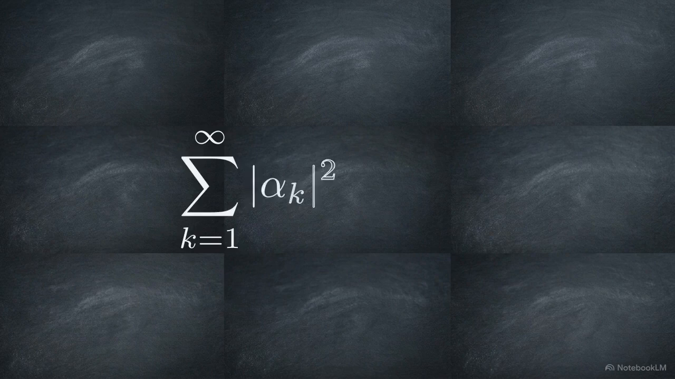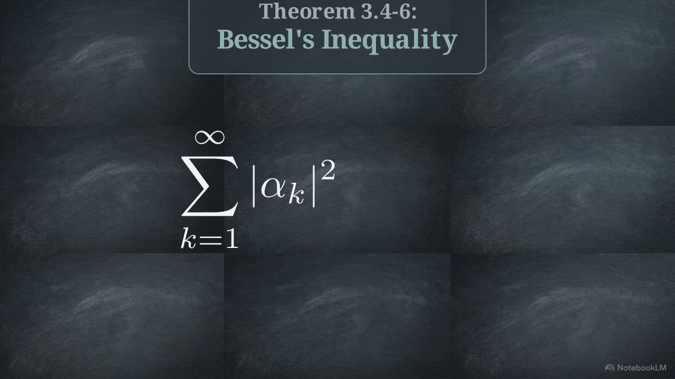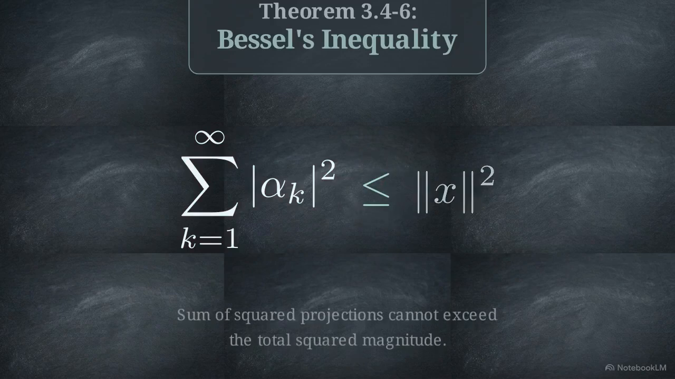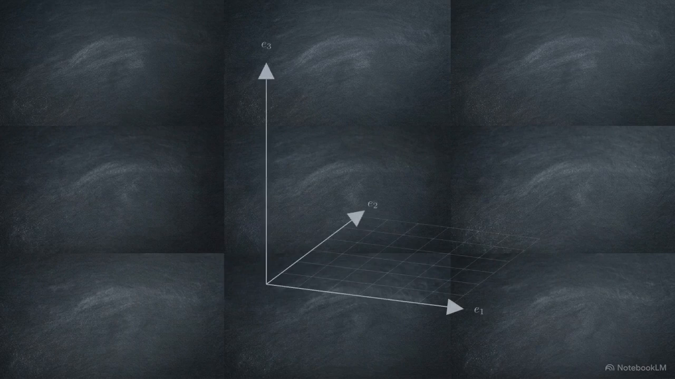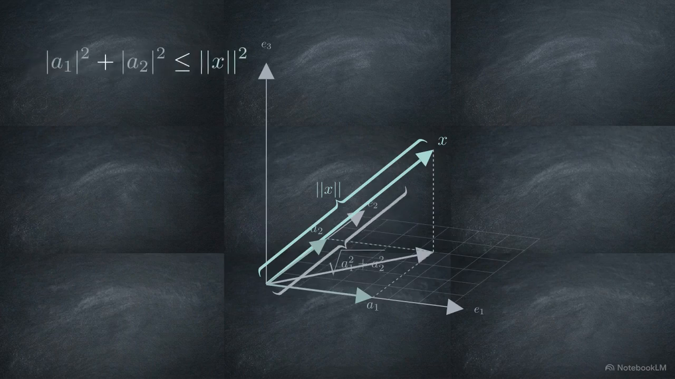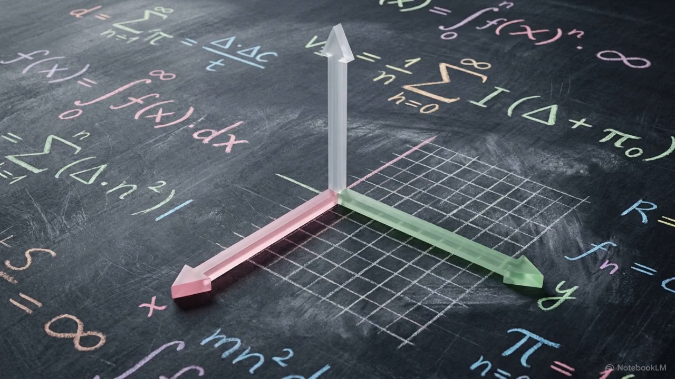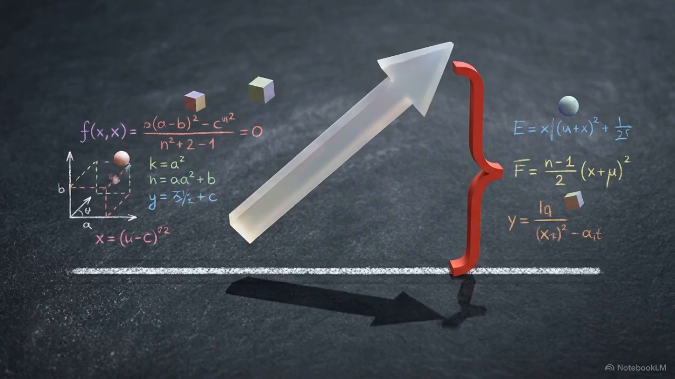We can sum the squares of these Fourier coefficients, which leads us to Theorem 3.4-6, Bessel's Inequality. This theorem states that the sum of the squared coefficients is less than or equal to the squared norm of the original vector x. Think of a three-dimensional vector casting a two-dimensional shadow. The shadow's squared length on the flat plane will be strictly less than the length of the actual vector. The reason Bessel's formula is an inequality is that your orthonormal sequence might not span the entire space. Unless your axis system is complete, your projected measurements will always be missing some of the vector's true length.